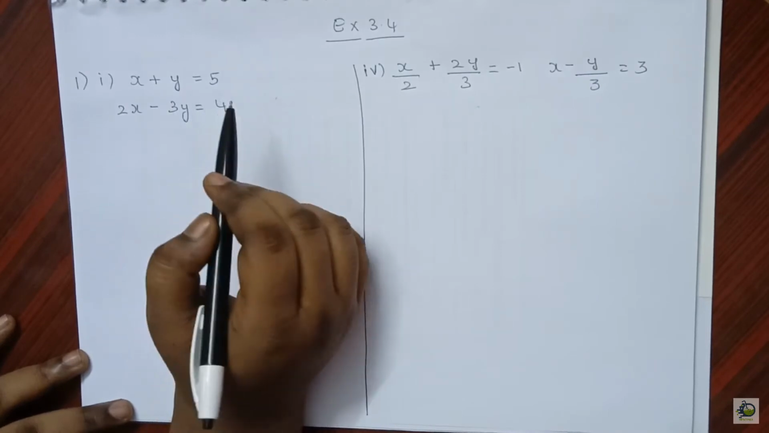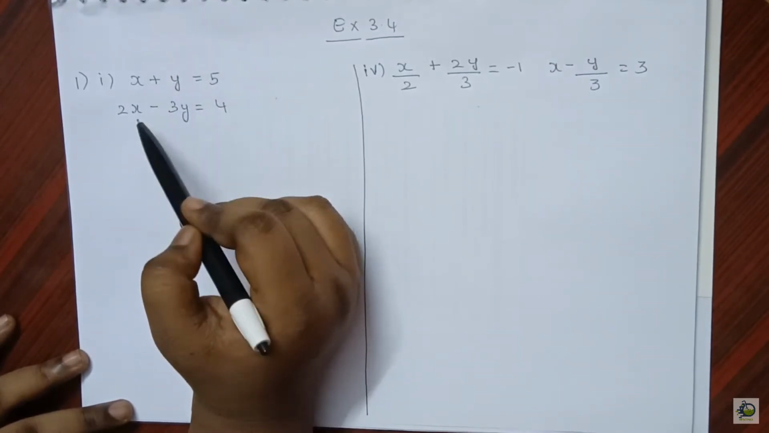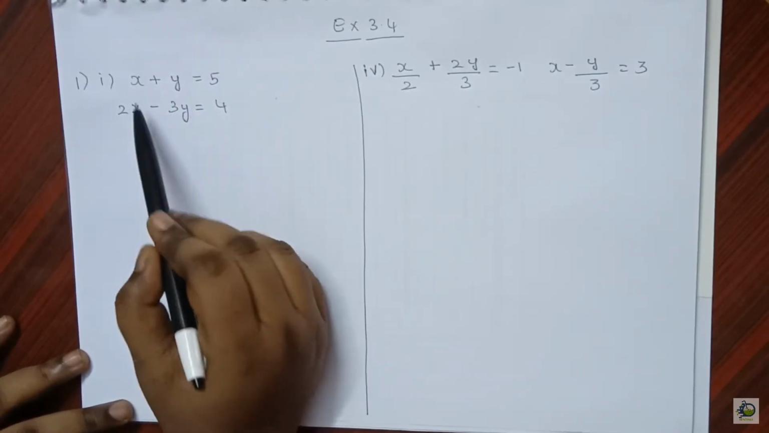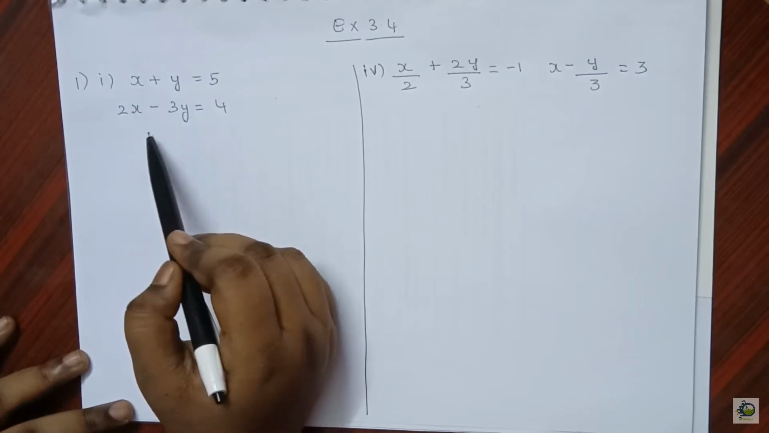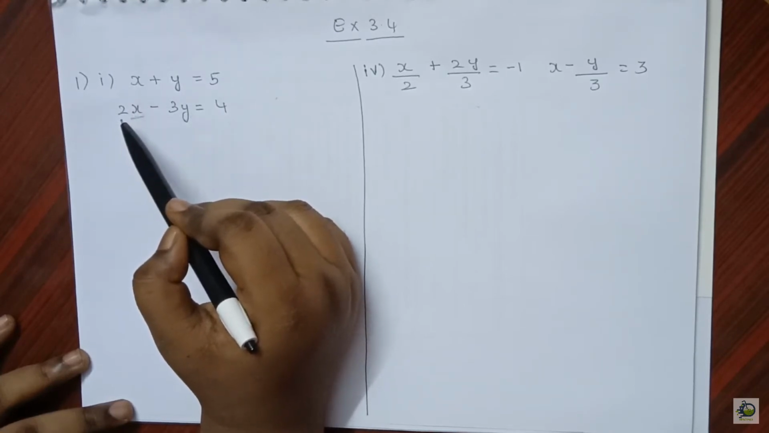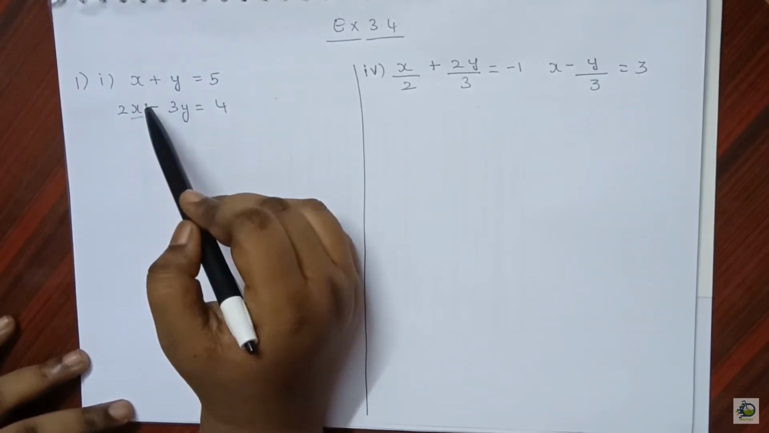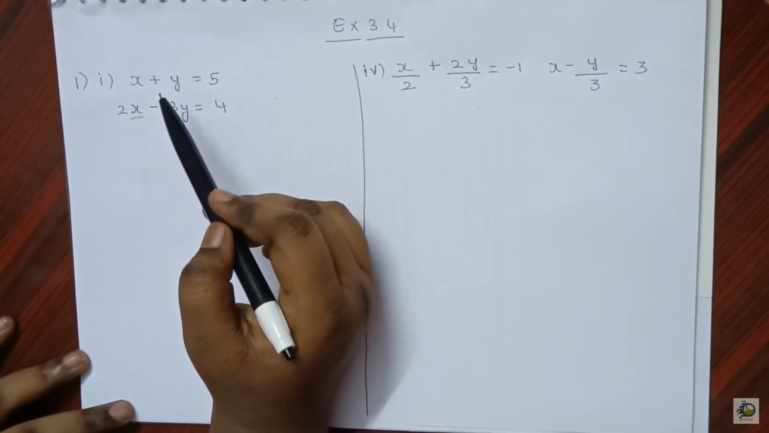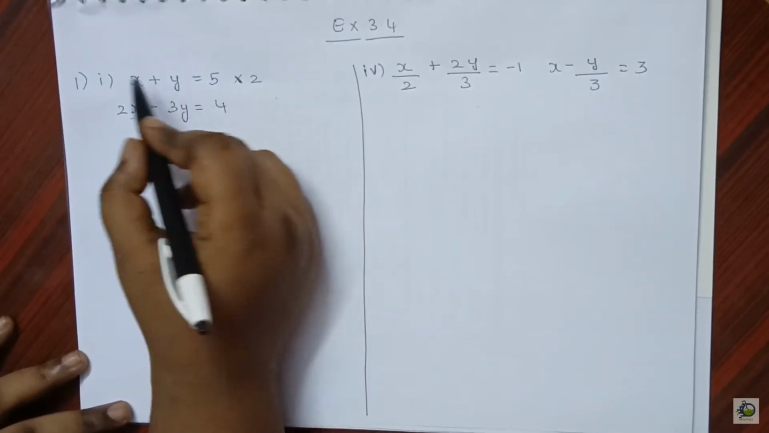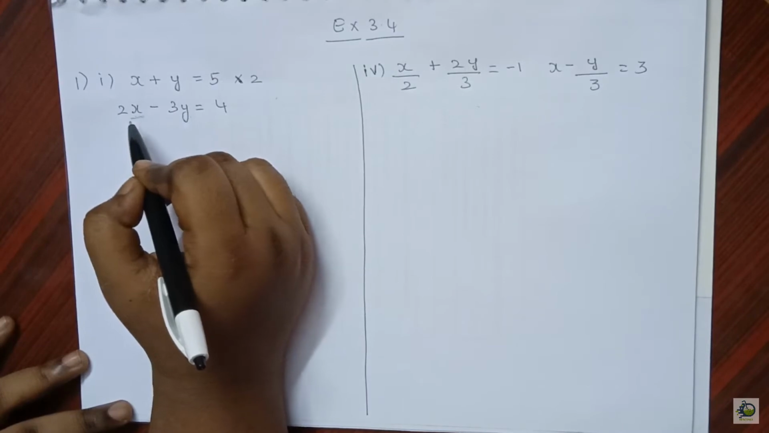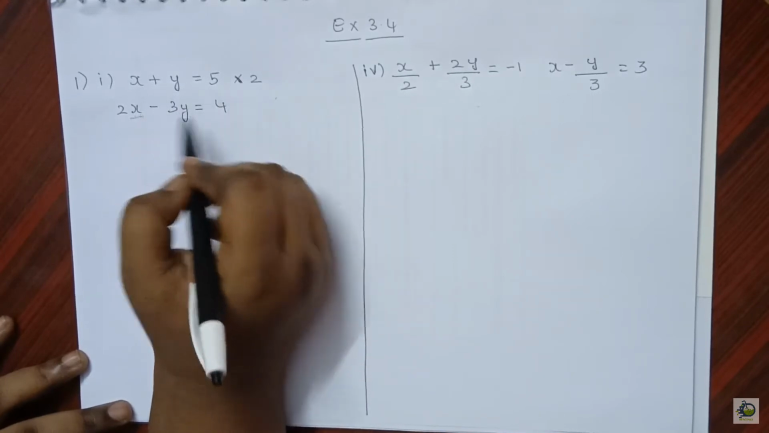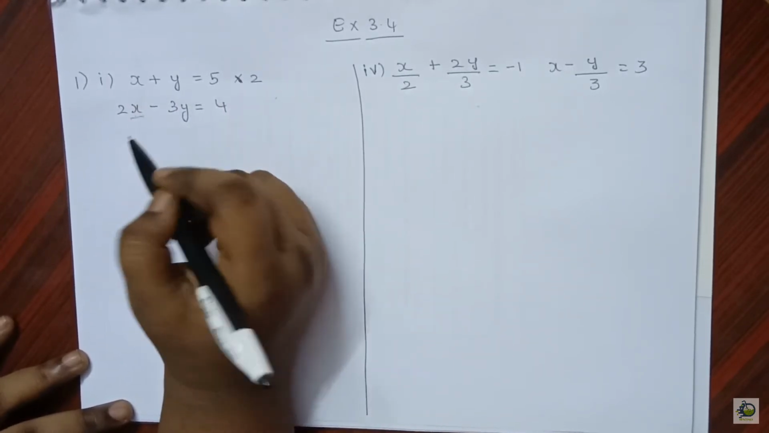Here, firstly I have to make the coefficient of any one of the variables, either x or y, equal in both equations. So here I am taking x. If I want to have the equal coefficient, what I have to do is either multiply or divide by any number. So here I am going to multiply this equation by 2 so that I will be getting 2x here and 2x here. So when both these equations have the same coefficient, then I can subtract these equations and eliminate one of the variables, which is x.